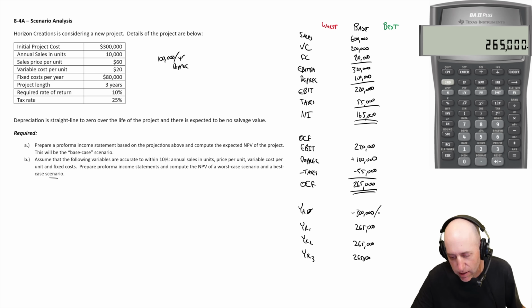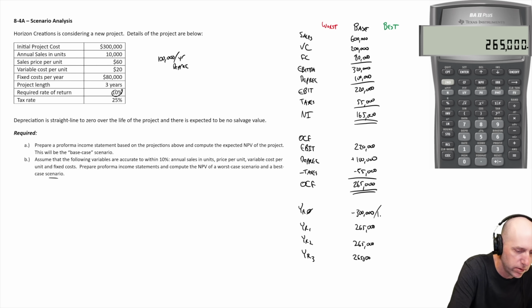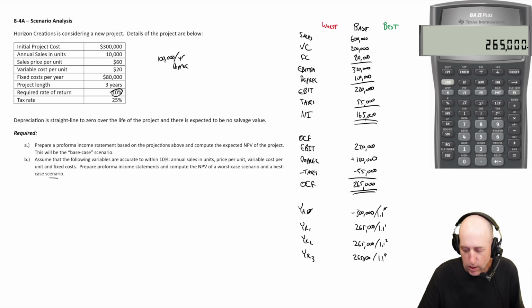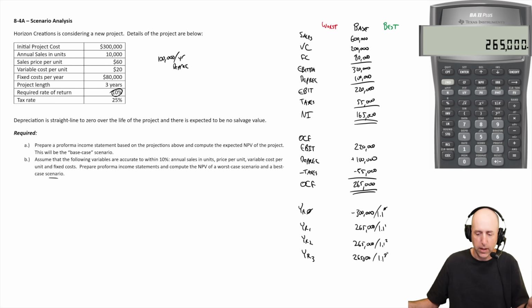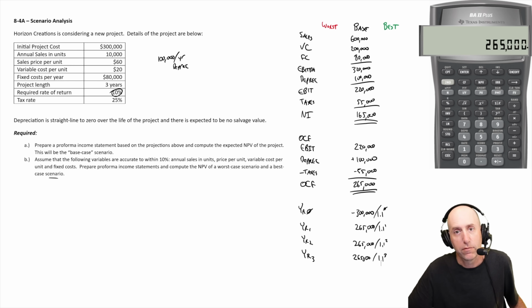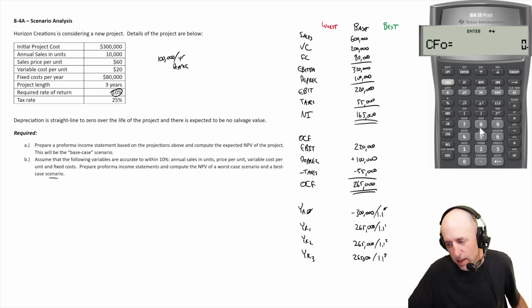To discount them by hand, you just divide by 1 plus the discount rate, 10%, the required rate of return, so 1.1 to the power of how many years you're discounting. So 1.1 to the 0th power, 1.1 to the first power, 1.1 squared, and 1.1 cubed. And there you have it. So you just add those together. Of course, we have financial calculators, so I will use that.